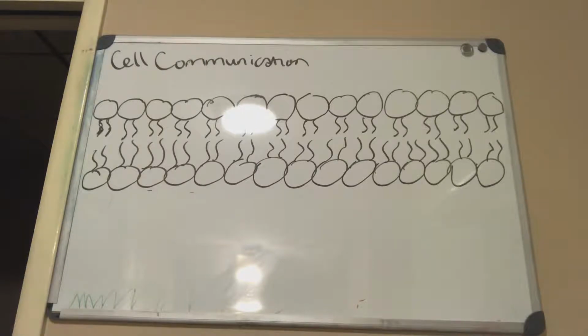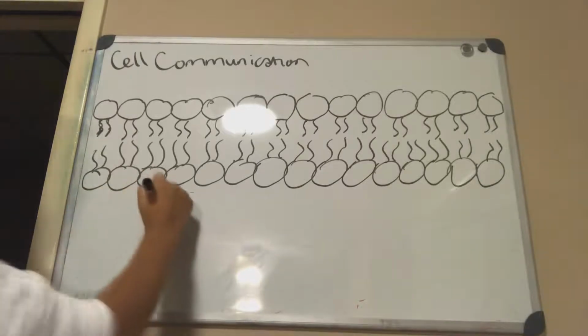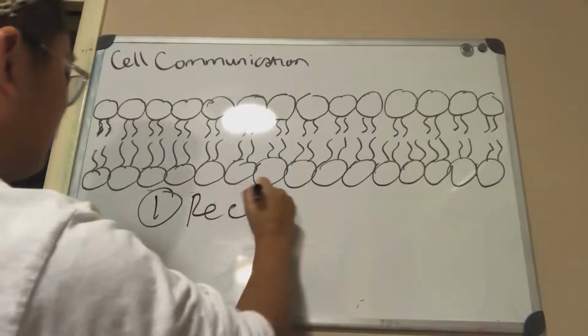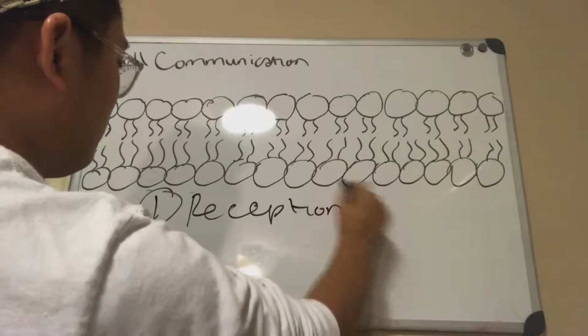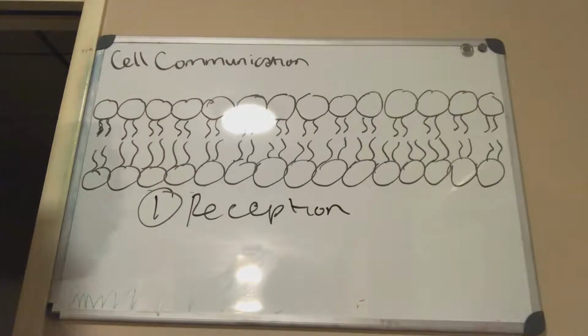I think to get a true understanding of cell communications, you've got to first know the 3 basic steps that go into everything that occurs in the cell. The first step is reception. This is the detection stage of cell communication. It's where the outside signal comes in and kind of starts it all.